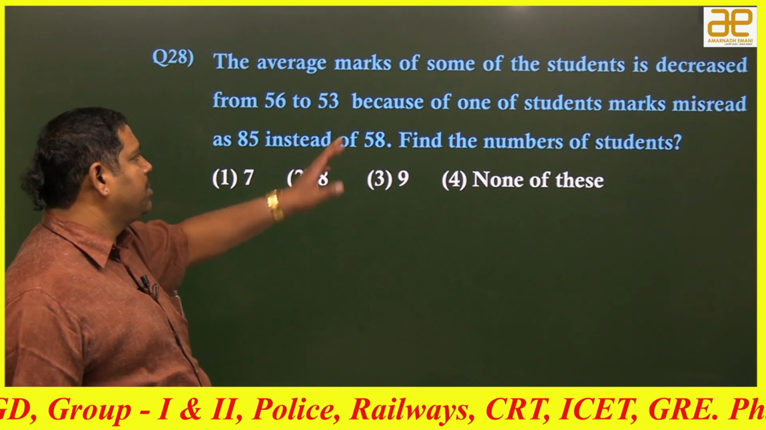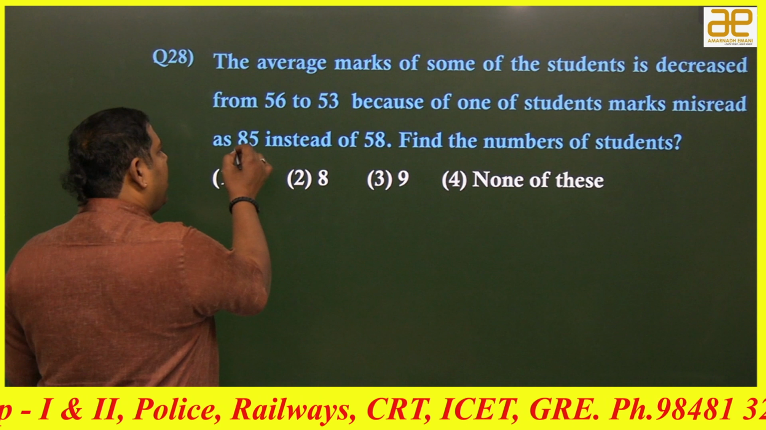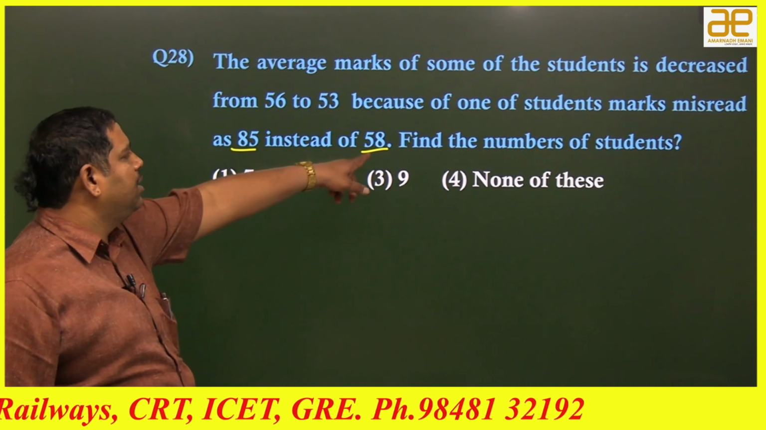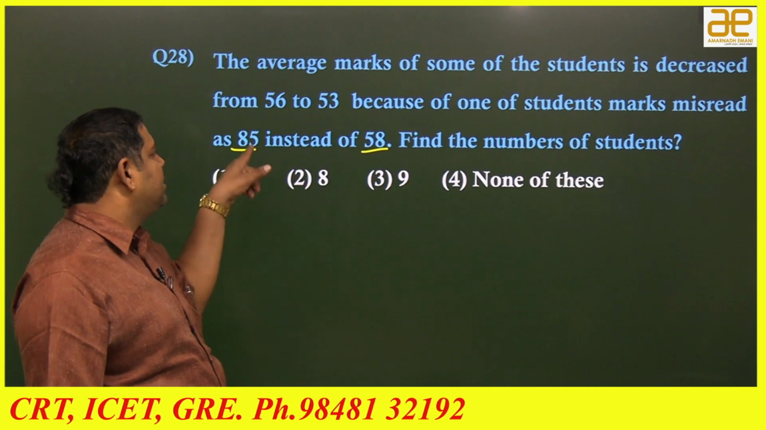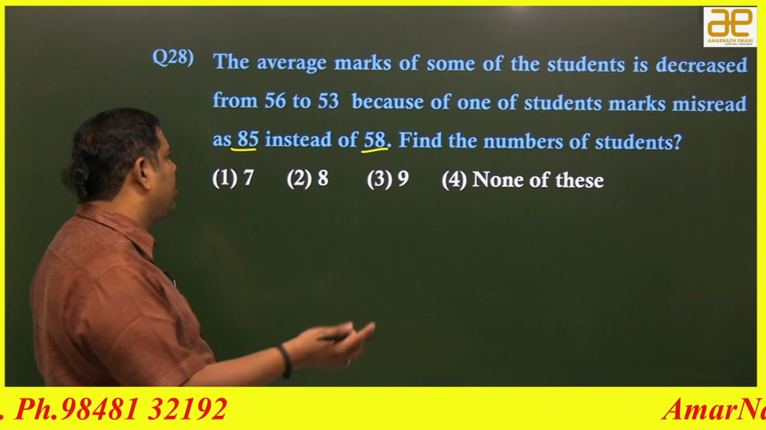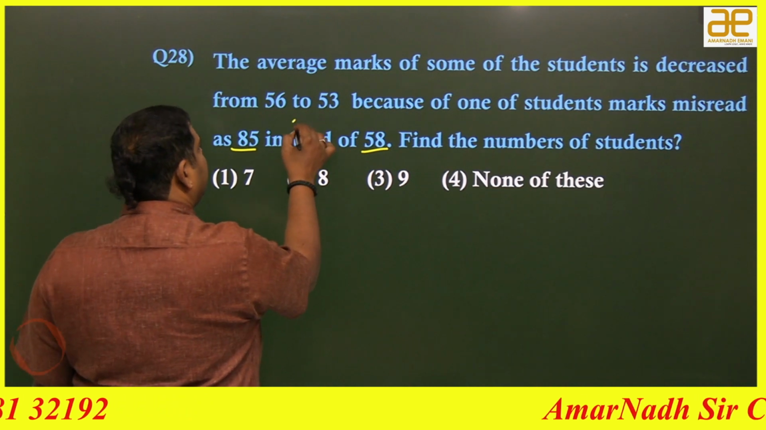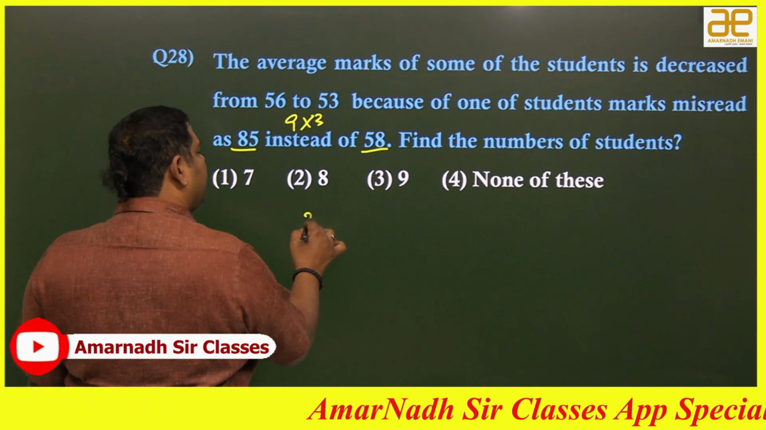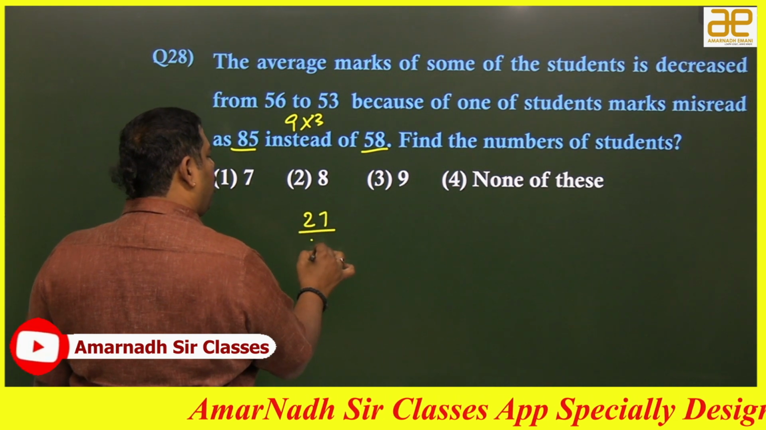So again wrong observations. 85 instead of 58 means actually he got 58, and you misread it as 85. So now I have to reduce. How much? Reduce 9 into the difference, which is 3. 9 into 3, 27 you have to reduce, and that should be distributed to all.